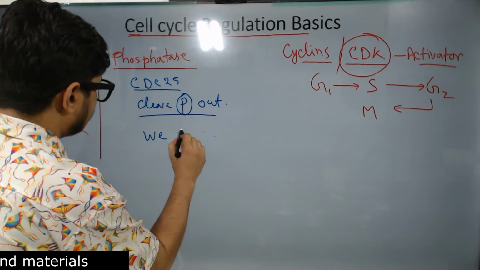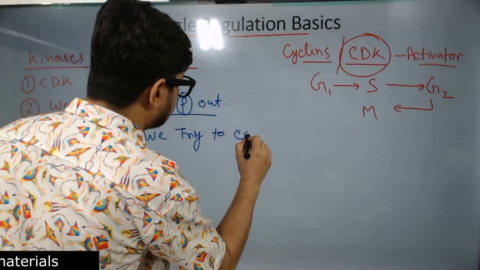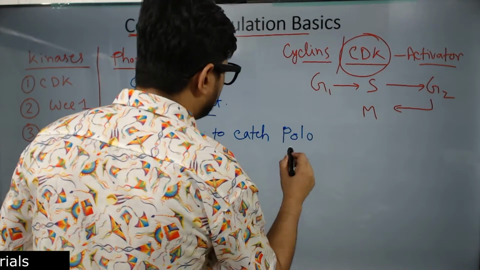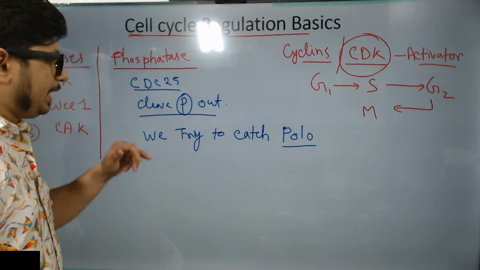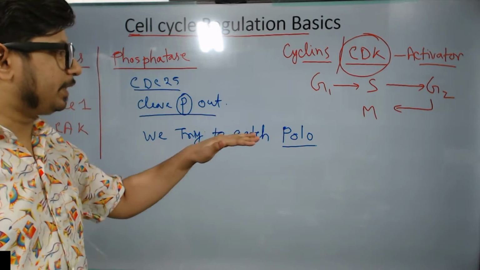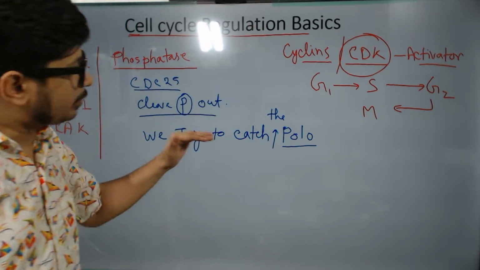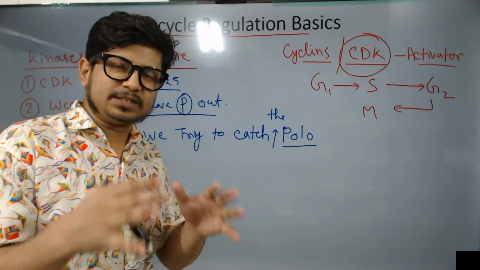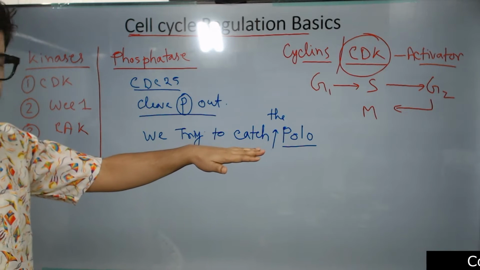We try to catch polo. Polo is someone, or let's say somebody, but we try to catch polo. If you remember this particular line, we try to catch the polo, it will make it even better. This would be the line that you should remember. Simply ये line को याद रखना है.